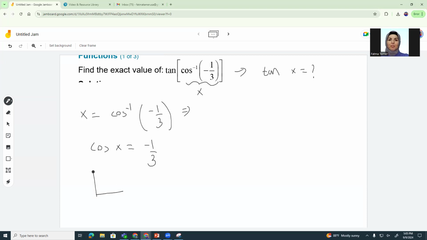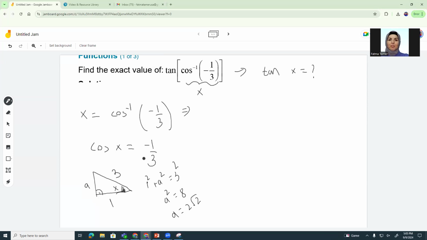So I'm going to make my right triangle. For x, the adjacent side is 1, the hypotenuse is 3. Using the Pythagorean theorem, I need to calculate the missing side. If I label this as a, 1 squared plus a squared is equal to 3 squared. So a squared is equal to 8, because 9 minus 1 is 8. So a will be the square root of 8, which is 2 radical 2. So the missing side is 2 radical 2.